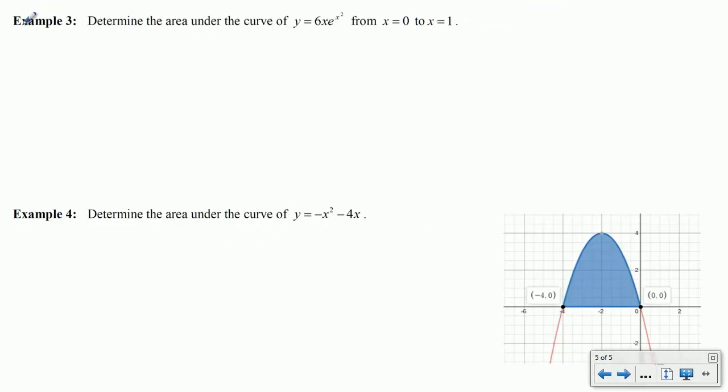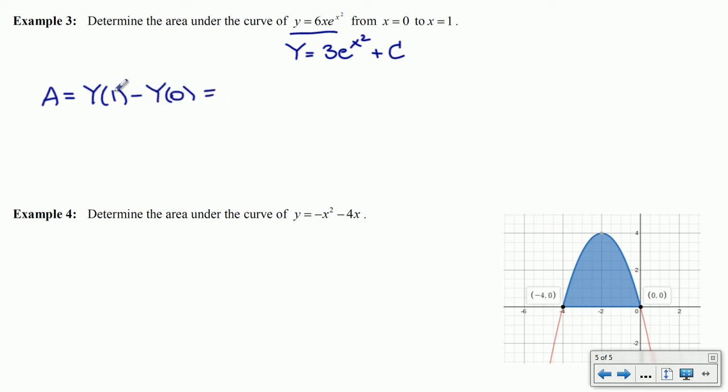So we're going to start with example number 3. We need to determine the area under this curve. Good news, we've already done that on the previous page. Where did the derivative come from? It came from this expression, 3e to the x squared plus c. So the area here will be capital Y at 1 minus capital Y at 0.